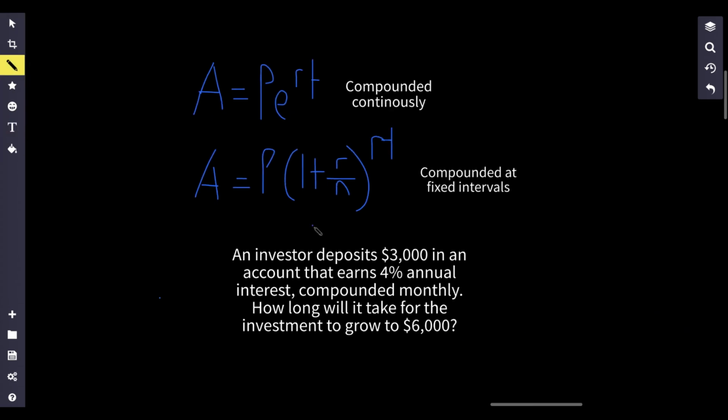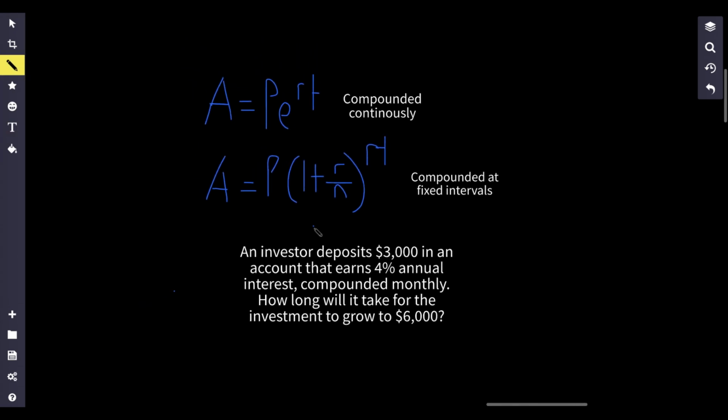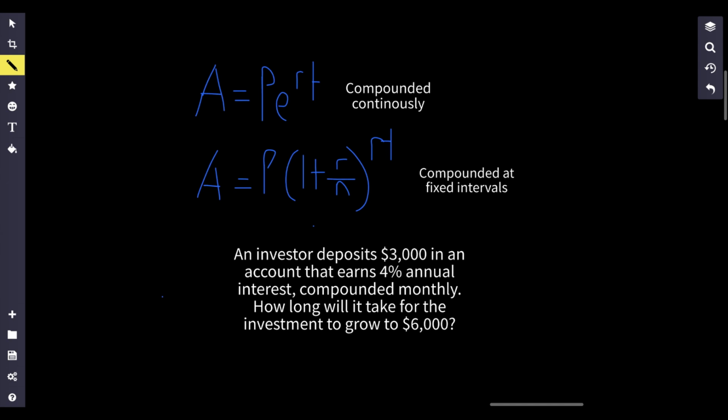An investor deposits $3,000 in an account that earns 4% annual interest, compounded monthly. How long will it take for the investment to grow to $6,000?